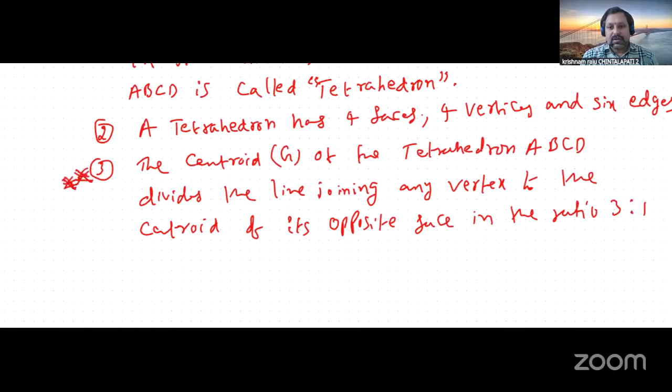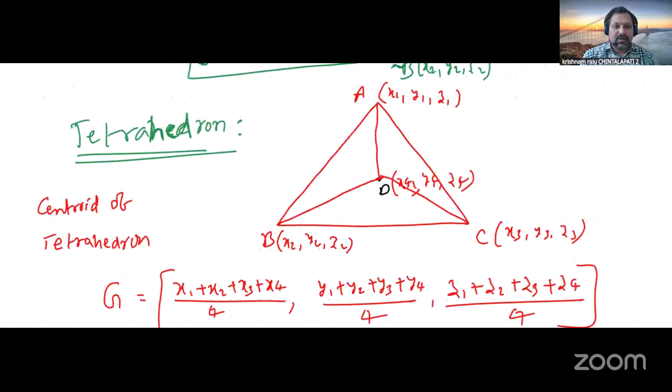Clear? What am I told? See, I will show you on the diagram. So, for example, this is a tetrahedron. In this tetrahedron, we have a centroid, right? Suppose I take the centroid here. This is the centroid of tetrahedron, right? Now, see, vertex A is here. What is the opposite face of vertex A? BDC is the opposite face.